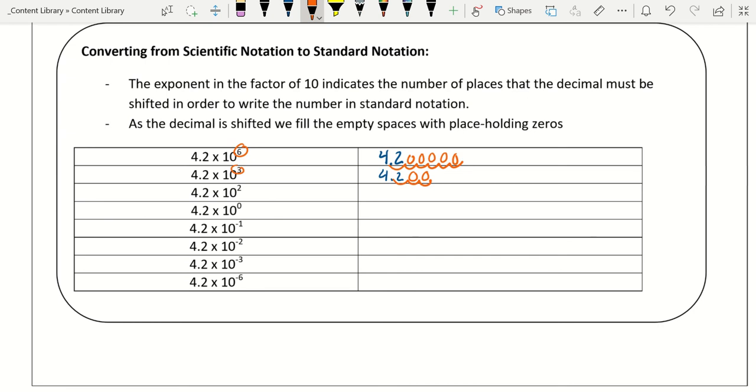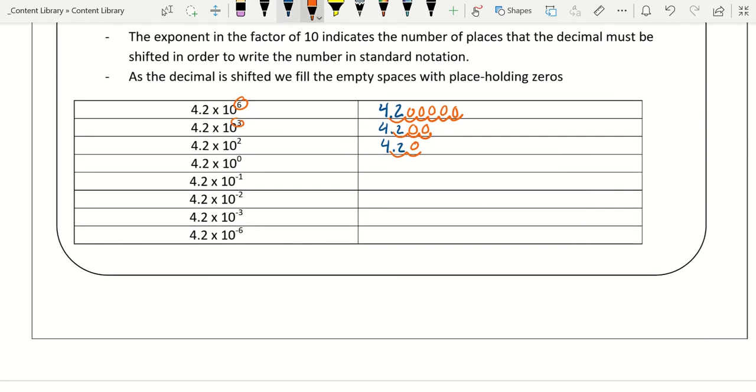There we go, 4.2. Move the decimal over once, twice. 420. And 4.2 times 10 to the 0. Well, we don't have to move the decimal over because 10 to the 0 is just 1. So this is the same thing as 4.2 times 1, which is just 4.2.